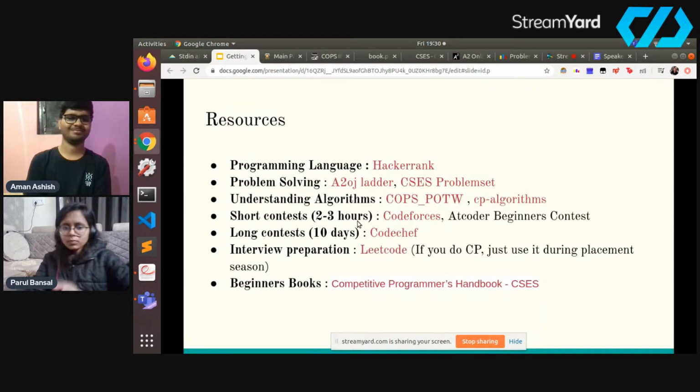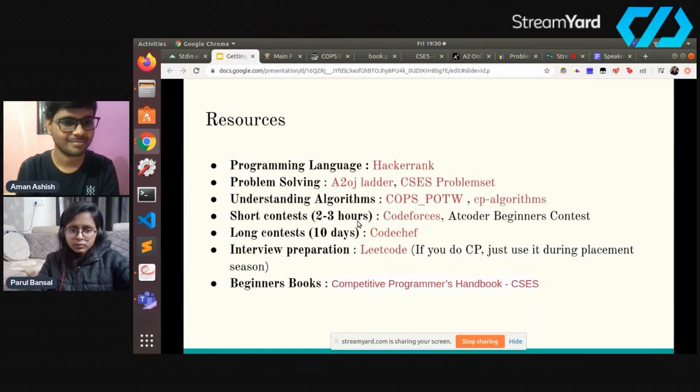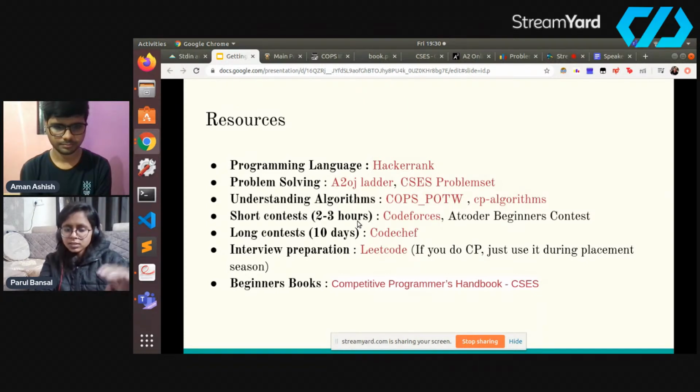अब जैसे हम पाथ फॉलो कर रहे थे कि प्रोग्रामिंग लैंग्वेज सीख ली, and then प्रॉब्लम सॉल्विंग के लिए कोई साइट हमने चूज़ कर ली, and then जहाँ से हम एल्गोरिदम्स और DS पढ़ेंगे, जब एक लेवल तक हमने प्रॉब्लम सॉल्व कर ली, वो वाले रिसोर्सेज हमने देख लिए, then we come to the short contest.